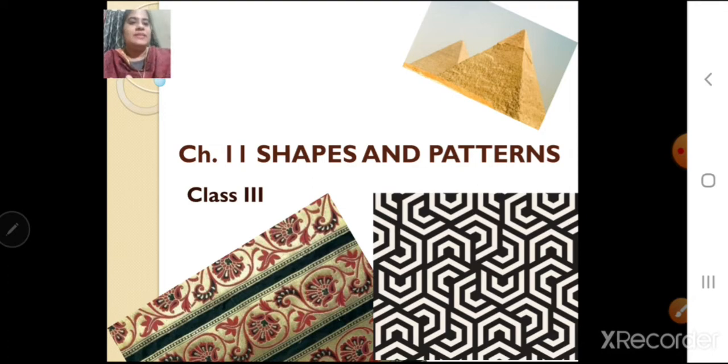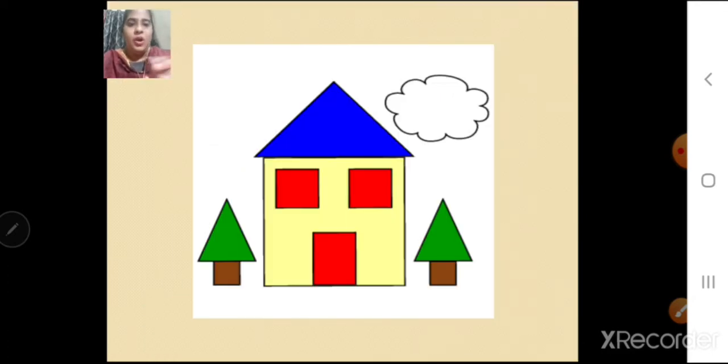For example, here I have a house. The roof of the house is triangle in shape. Then here the window, it is square. The door, it is rectangle. Correct. So these are different shapes, and with the help of these shapes we can make different pictures or diagrams. Now children, let us understand more about shapes.